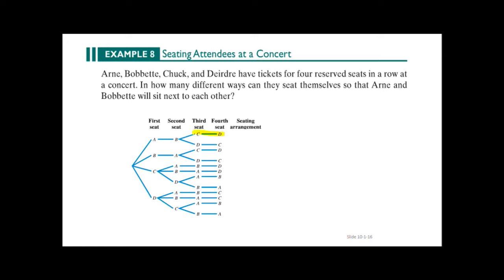So I highlight from the end just because it's easy to find my way back, but you read from left to right. So we have what? A in the first seat, B in the second seat, C in the third seat, and D in the fourth seat. A, B, C, D.